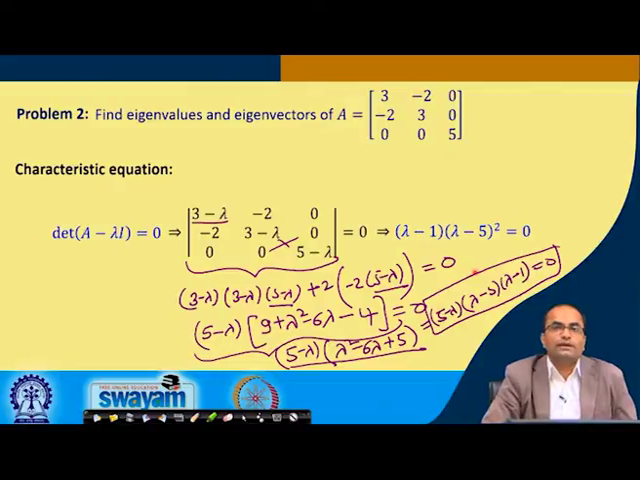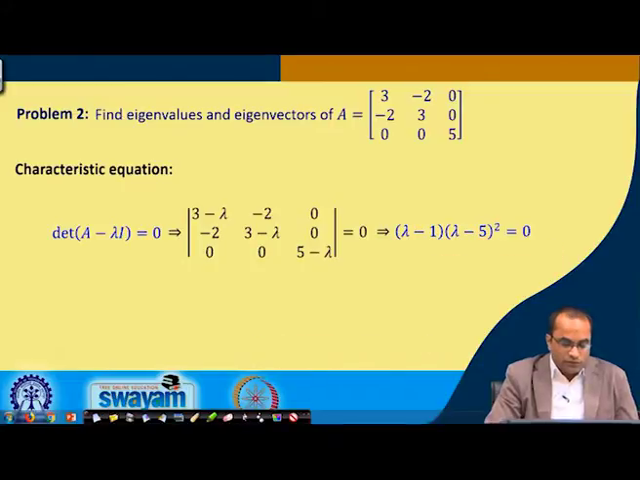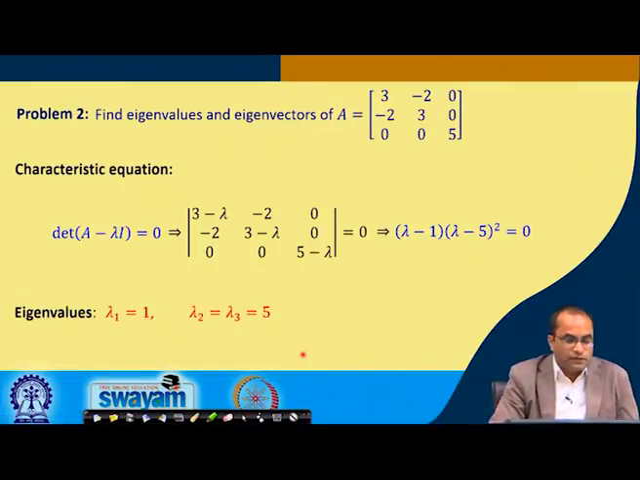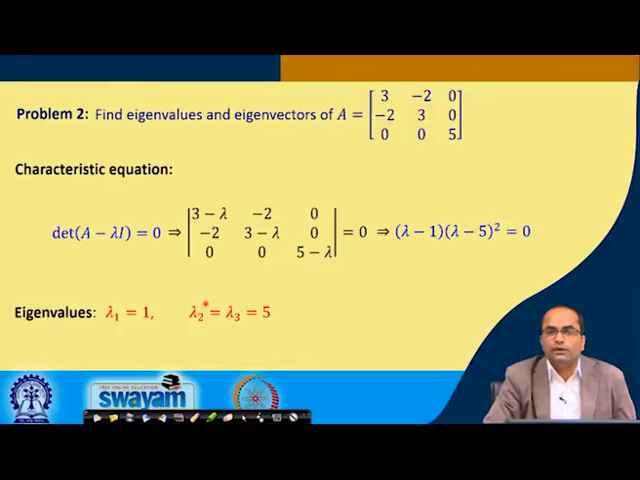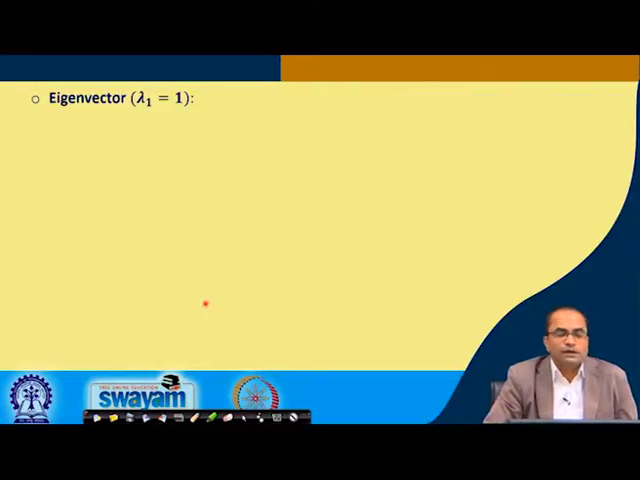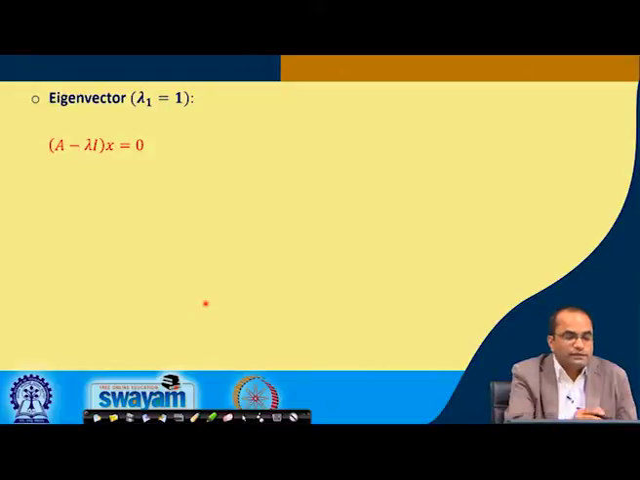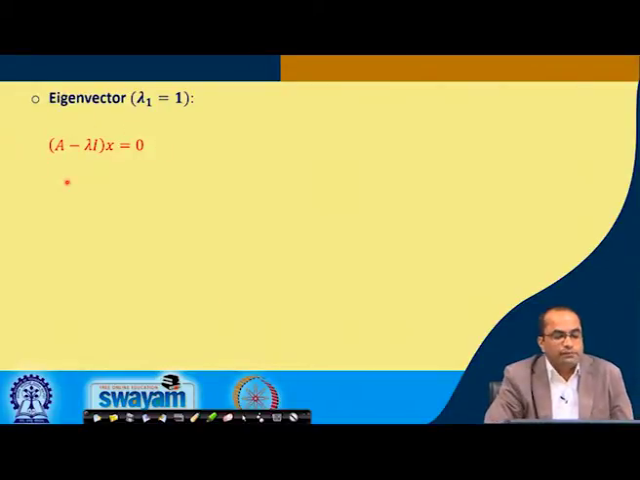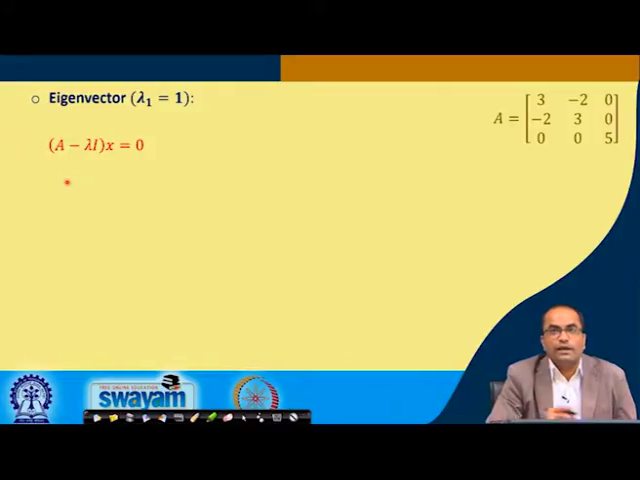The characteristic equation suggests now that we have basically two distinct eigenvalues. One is lambda equal to 1, the other one is 5, which is repeated 2 times. So, our eigenvalues are now 1 and 5, and we need to compute the eigenvectors corresponding to each. When we take lambda 1 equal to 1, what do we get? The system of equations A minus lambda I x is equal to 0, and our A was 3 minus 2 0, minus 2 3 0, 0 0 5.